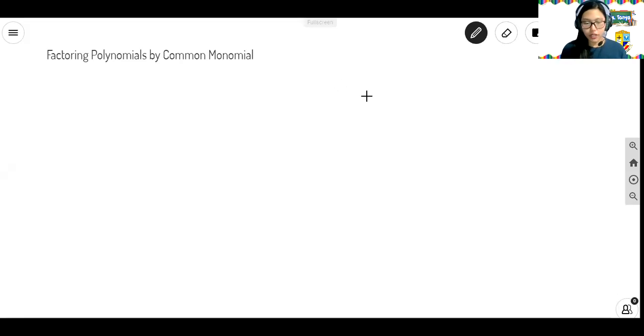Hi, we are now in the next lesson on mathematics, and this lesson is about factoring. Now, factoring is the opposite, or the reverse, of the special products, and we have just learned what special products are. So let's start with factoring polynomials by common monomial.